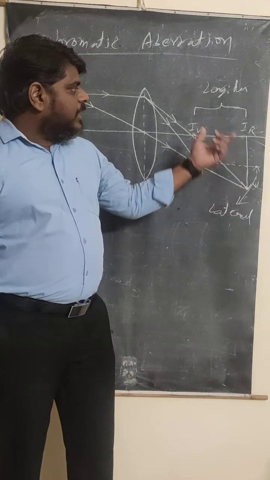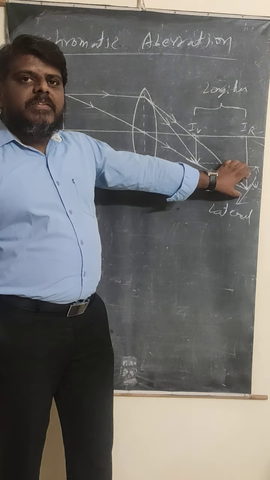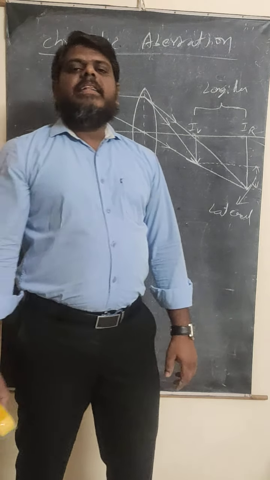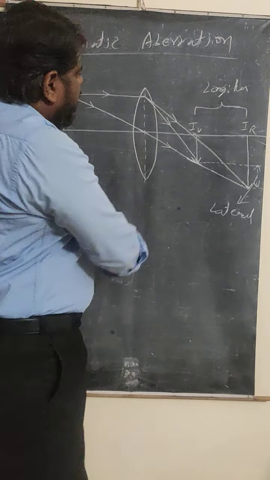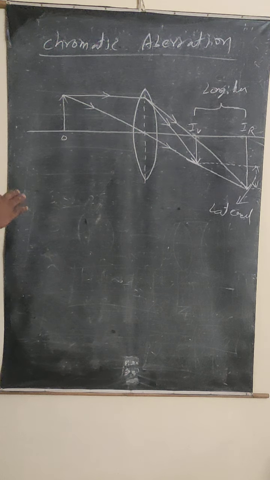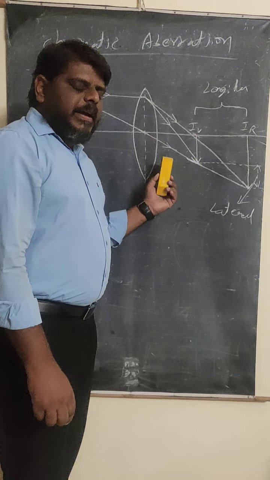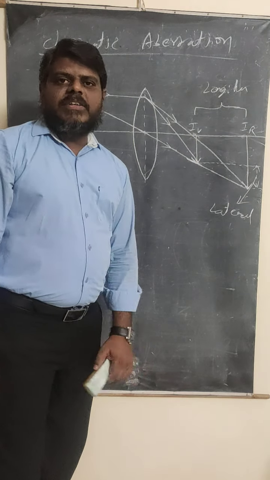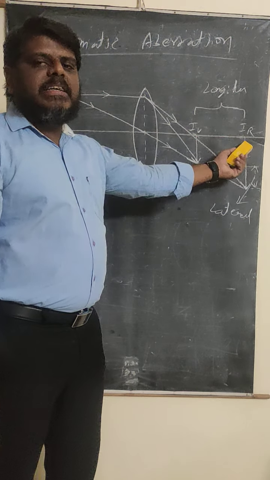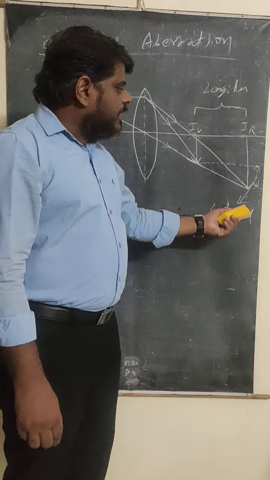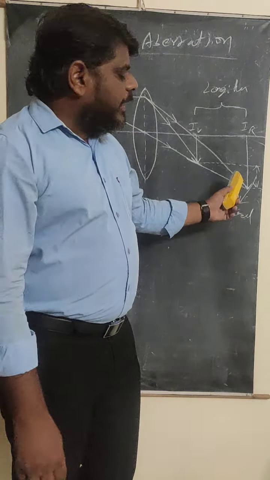Longitudinal chromatic aberration explains the distance between them. Lateral chromatic aberration explains the difference between the sizes. These are the two types of chromatic aberration. You need to remember this concept. If you can remember this diagram, it will be very easy to remember every part of the concept. The main reason for chromatic aberration is that different colors have different refractions. Longitudinal is the difference between the distances of the images along the principal axis; lateral is the difference in the sizes of the images.